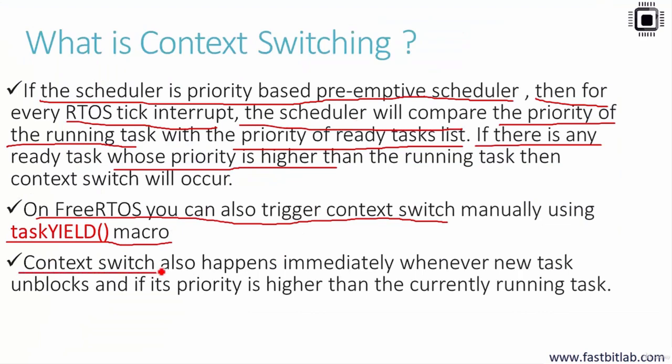Now, a context switch also happens immediately whenever a new task unblocks and its priority is higher than the currently running task. So remember that whenever a task unblocks, that means when it wakes up from the sleep state, if its priority is higher than the currently executing task, then the currently executing task will be switched out immediately and the unblocked task will be made to run on the CPU. So more on this we'll explore later when we get the trace of that.